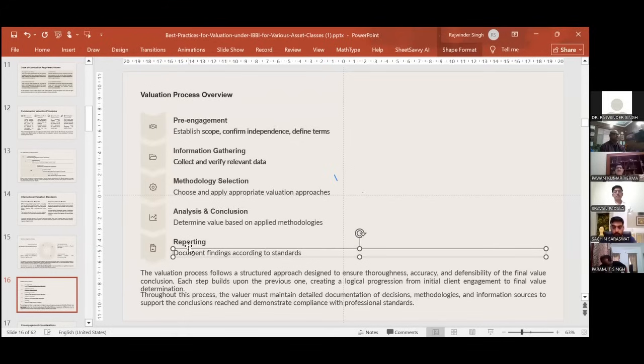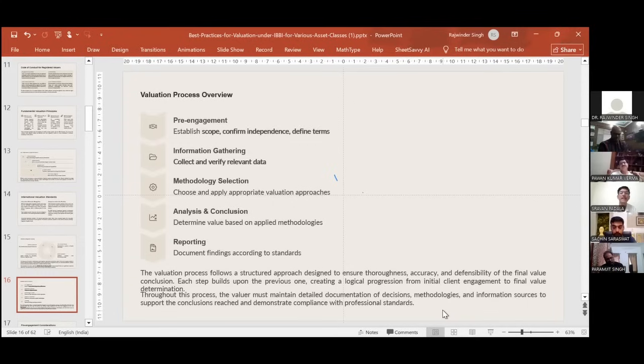So the valuation process follows a structured approach designed to ensure thoroughness, accuracy, and defensibility of the final value conclusion. Each step builds upon the previous one, creating a logical progression from initial client engagement to final value determination. Throughout this process, the valuer must maintain detailed documentation of decisions, methodologies, and information sources to support the conclusion reached and demonstrate compliance with professional standards.